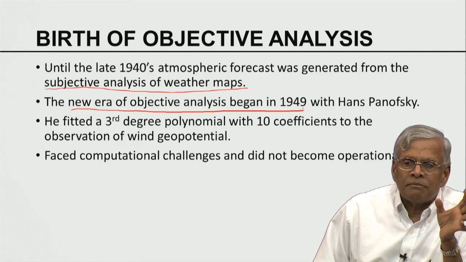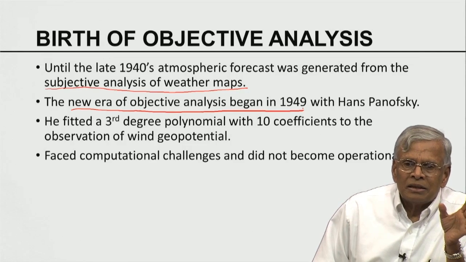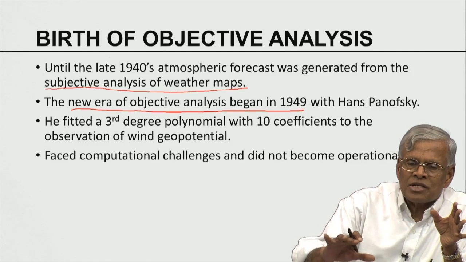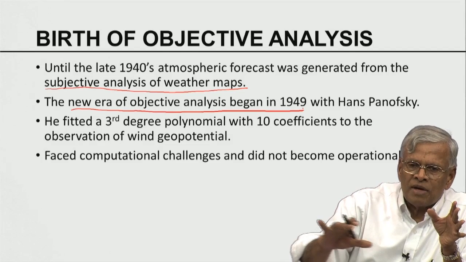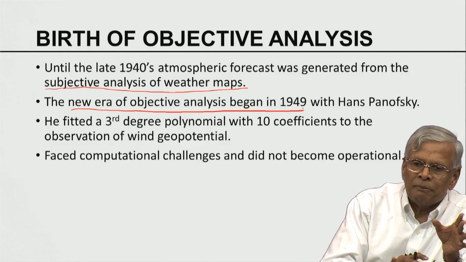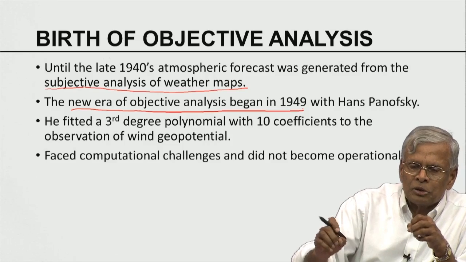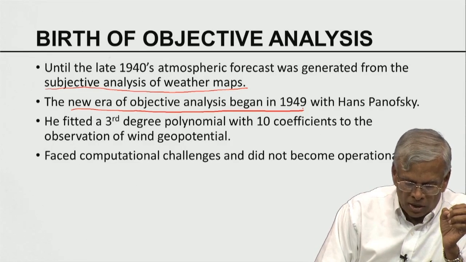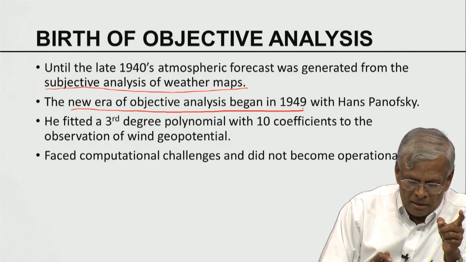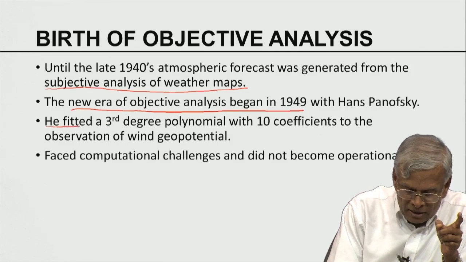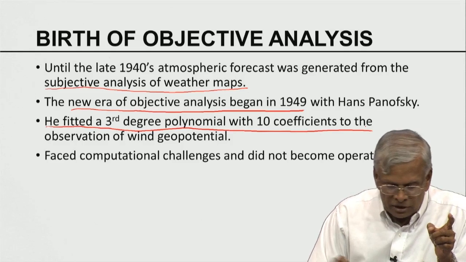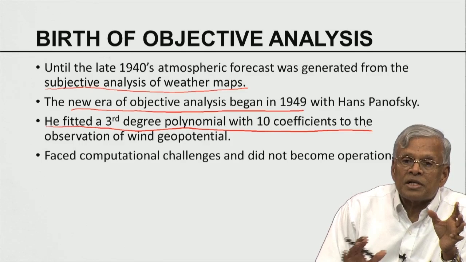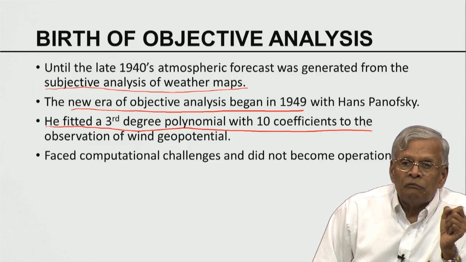He for the first time began this formal method of transferring the information from a sparse observation network to a denser computational network, to lift or spread the information from the observation network to the computational network. To that end, he fitted a third degree polynomial with 10 coefficients to the observations of wind and geopotential.